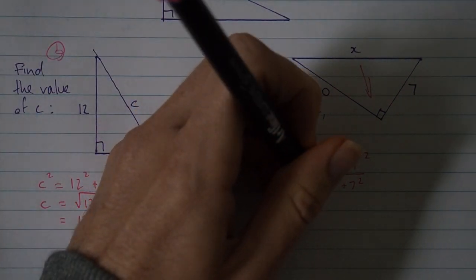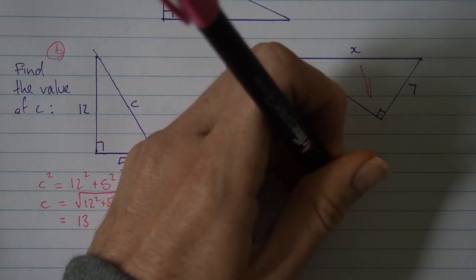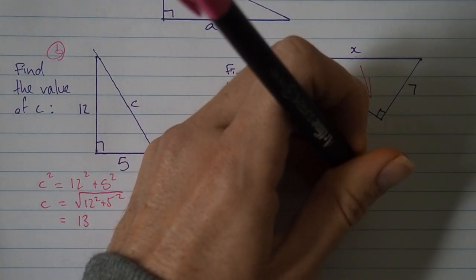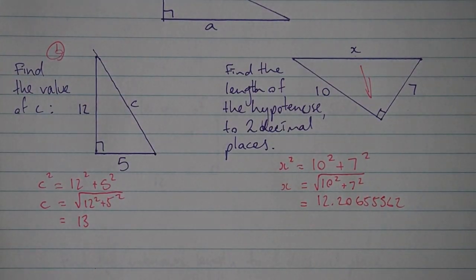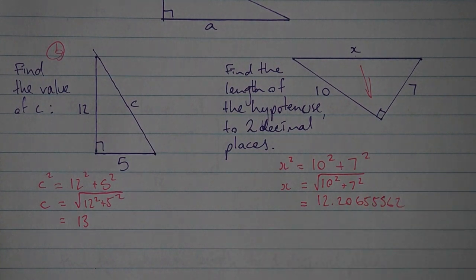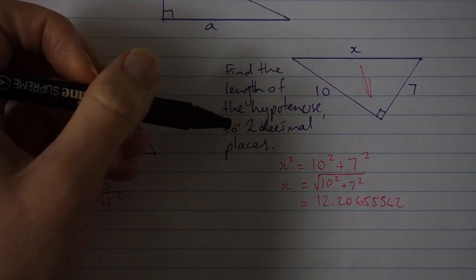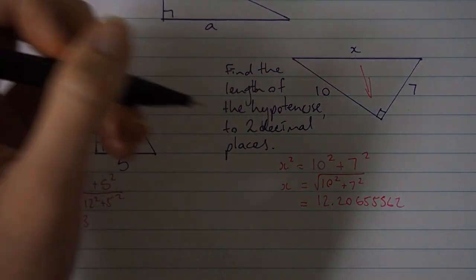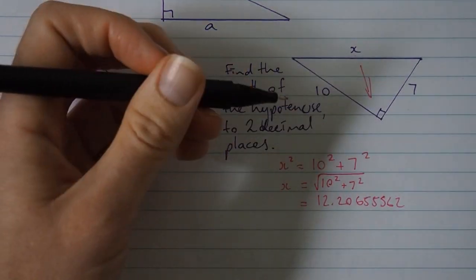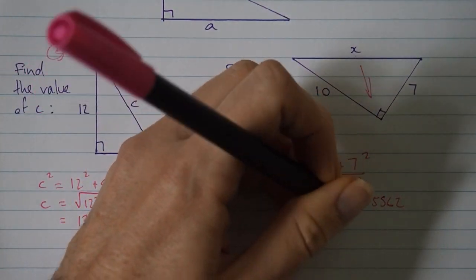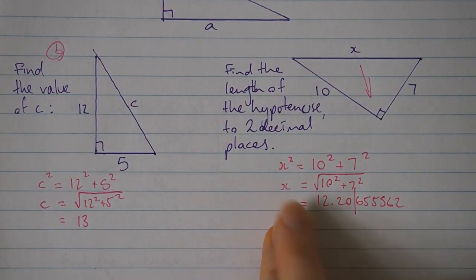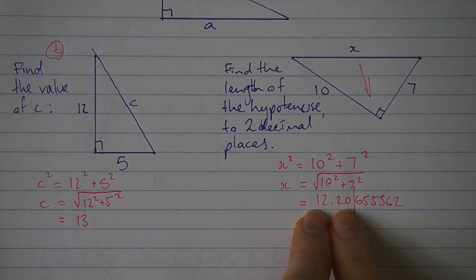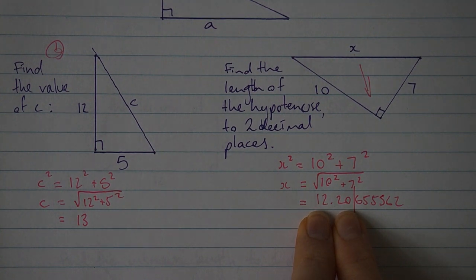And that gives us 12.20655562. Now I've just written out the whole number for you so you can see what happens when I round it. Okay, so I want to round it to 2 decimal places. That means I want to keep 2 numbers after the decimal point. So I actually want to chop it off here. So what I need to decide is whether this whole number is closer to 12.20 or 12.21.